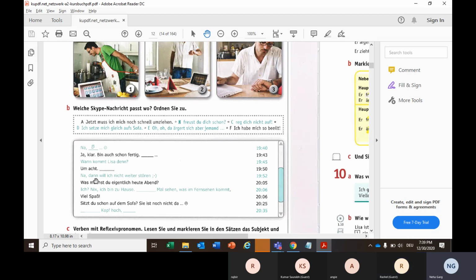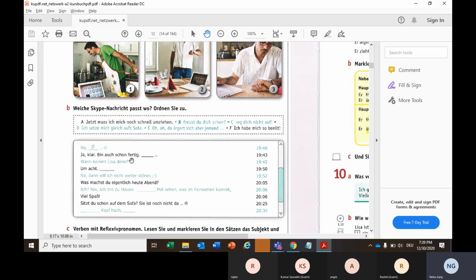Now here, okay, let's see what the meaning of these sentences is first. Here this person is saying that she's coming at 8 o'clock, and the friend is saying, okay, then I will not disturb any further. Stören means to disturb. And then after some time, the friend messages again and asks, was machst du eigentlich heute Abend? What are you doing exactly this evening? And then this person is saying, ich bin zu Hause. I am doing nothing. I am at home.